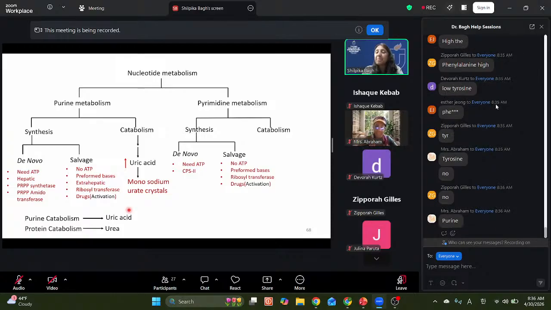Purine, because of hyperuricemia and gout. Did we do de novo as well as salvage? Where is PRPP amidotransferase rate limiting enzyme? You should know rate limiting enzyme.